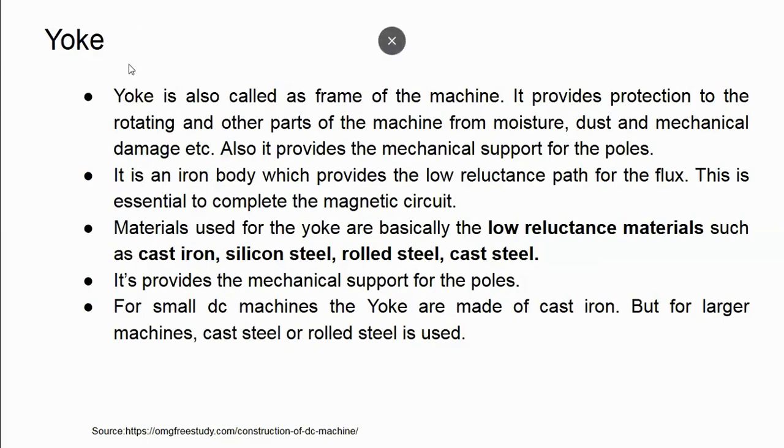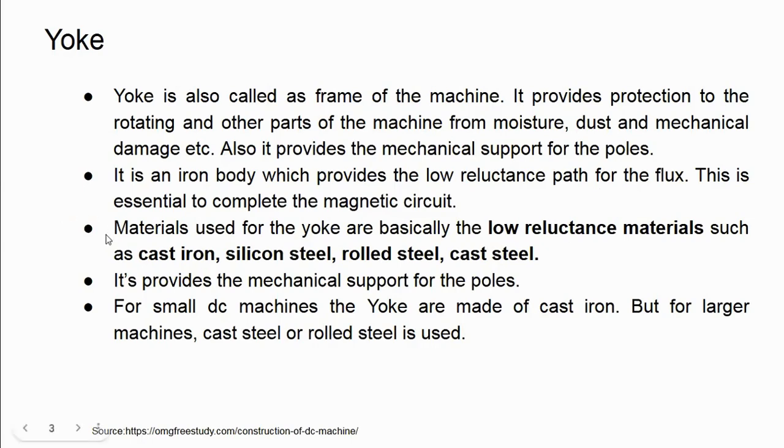The first part of the DC machine, which is the outer part, is the yoke, which is also called the frame of the machine. The main purpose of this is to provide protection for the entire system. It will protect the machine from dust, mechanical damage, etc. And in addition to that, it will also provide a low reluctance path for the flux.